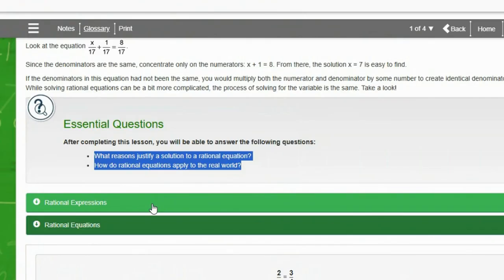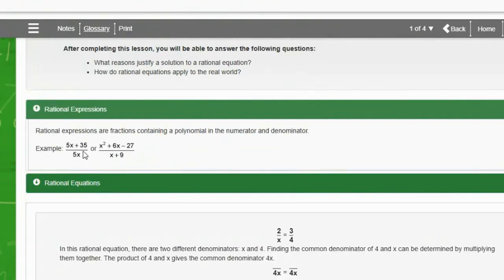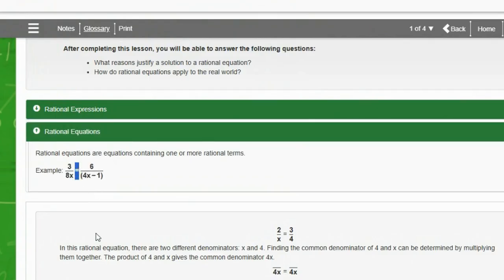So rational expressions, as a reminder, is something that looks like this: 5x plus 35 divided by 5x. That's a rational expression. Or it could be x squared plus 6x minus 27 over x plus 9. That's also a rational expression. So that's just a reminder of what we've been working with. And the difference between an expression and an equation is if it has the word equation, it should have an equal sign. So like 3 over 8x equals 6 over 4x minus 1. That's a rational equation. And we can solve that to find out what x is equal.